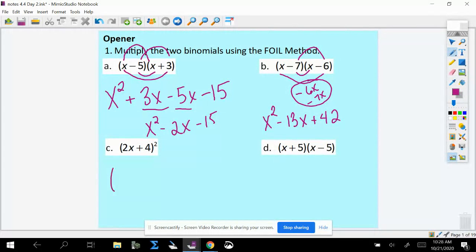If it's written twice, if it's squared, you want to write it twice and then FOIL it. And you could kind of do the same thing. You could go through and do some shortcuts there. That is one that I know you're comfortable with.